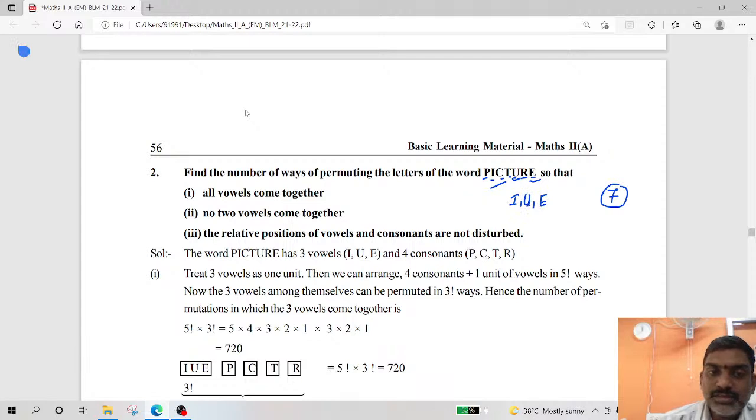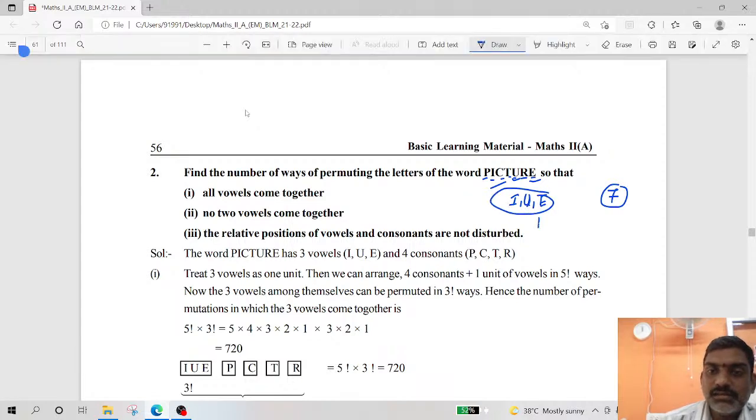First question, all vowels come together. Take this as a particular set and the remaining 4 letters individually. So totally 4 plus 1, 5. That could be 5 factorial. And internally this IUE can be arranged in 3 factorial ways. So 5 factorial times 3 factorial. Okay, simplify, you can get the answer.